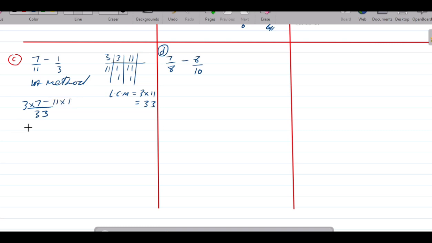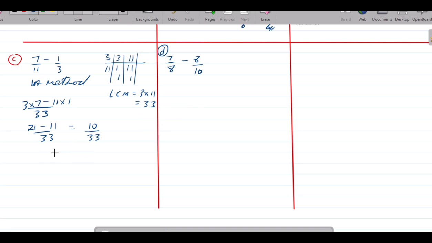So 3 times 7 will be 21 minus 11 over 33. So 21 minus 11 is going to be 10 over 33. So 10 over 33 is going to be my final answer here. We cannot reduce, neither can we change to mixed fraction.